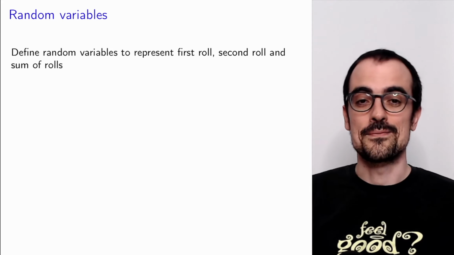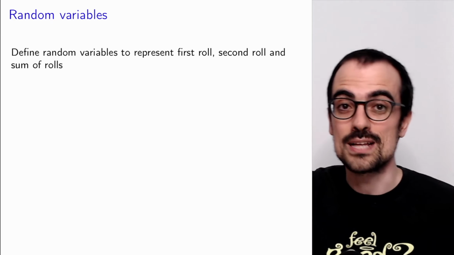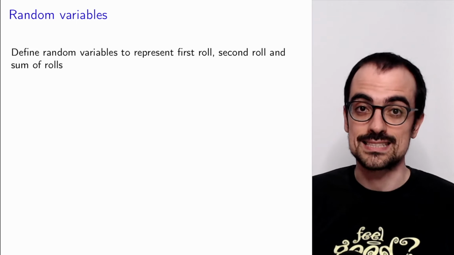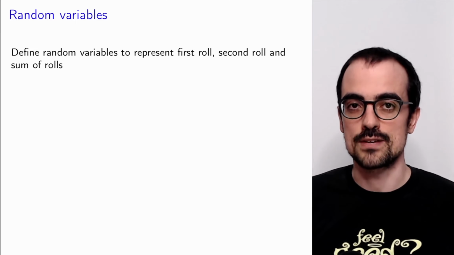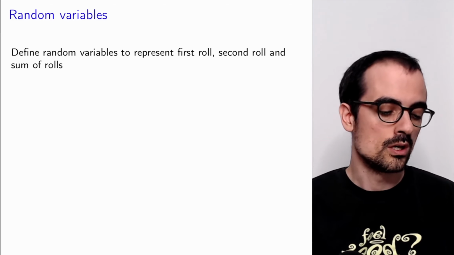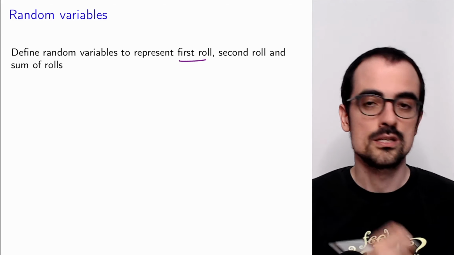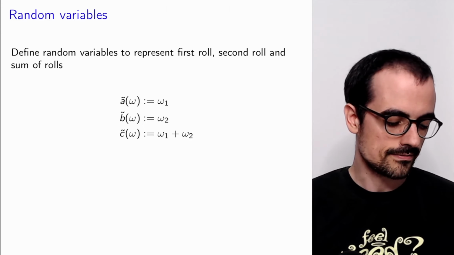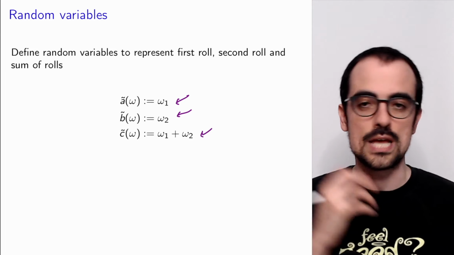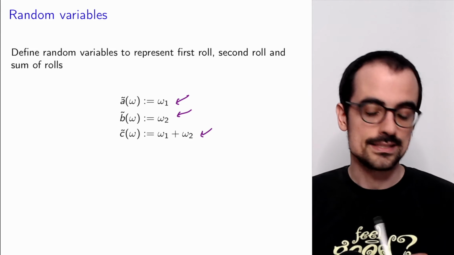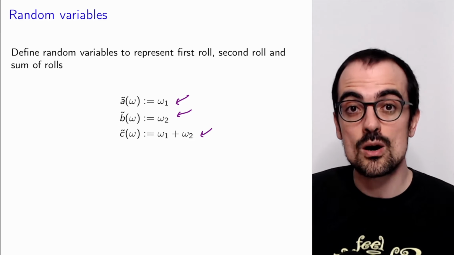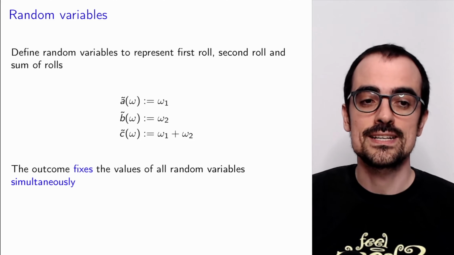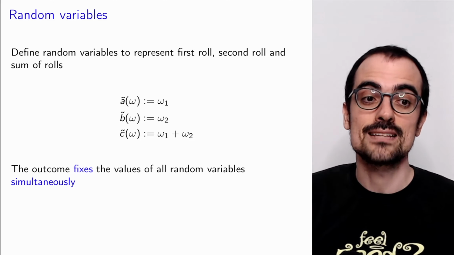Now we want to jointly model multiple quantities associated with the die roll. What we do is we define functions of that outcome, which capture all of the randomness in this phenomenon that we're studying. Here we define a function that represents the first roll, the second roll, and the sum of the rolls. As you can see, they're just functions of this two-dimensional outcome. The cool thing is that this allows us to capture interactions between these quantities. Why? Because the outcome fixes the values of all of these random variables at the same time.